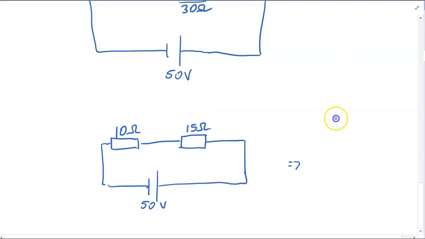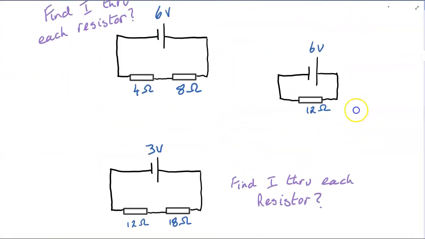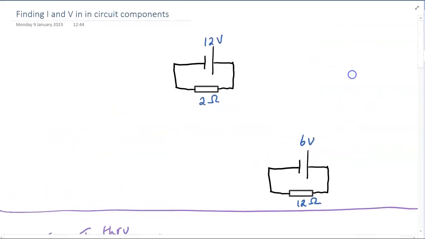Hey guys, so I'm going to go through what we looked at in class today, and this is basically going through how to work out current and voltage across different components. Now I'm using resistors, but they can be bulbs, they can be anything in a circuit. If you're given a circuit, how do you work out the voltage across that resistor component and the current that goes through it? So we're going to start off with the simplest of the simplest, which is a simple circuit with just one component in it.